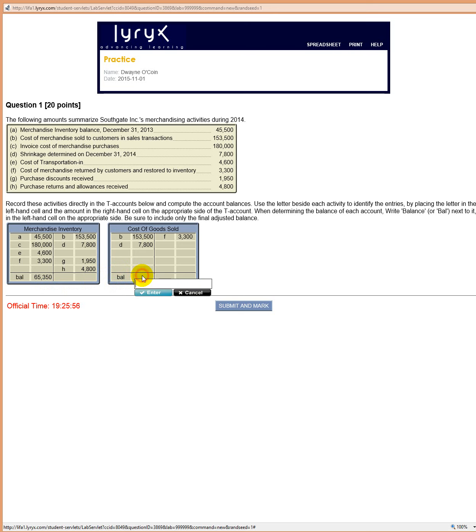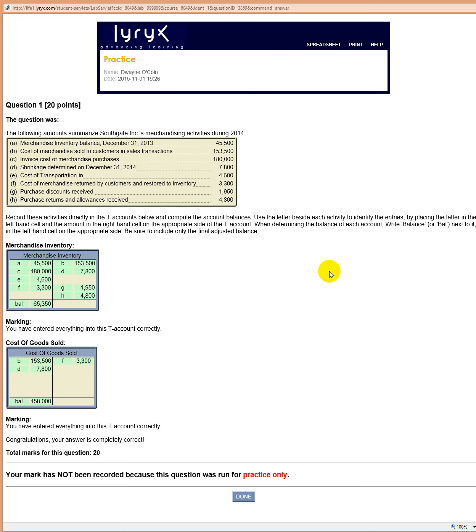Now on the cost of goods sold side, we add the 153,500 and the 7,800, and we subtract the 3,300, so 158,000. That's all I can think of to do, so let's see what Lyric thought. Lyric agrees, we're done. Once again, the calculation of the cost of goods sold is these three numbers. So we're finished.